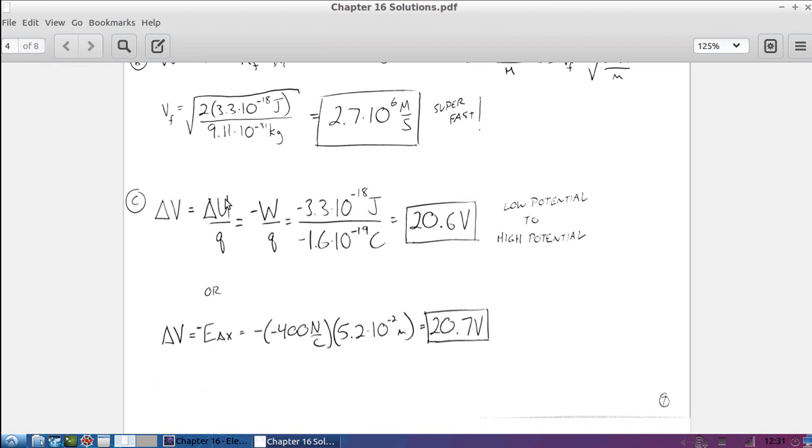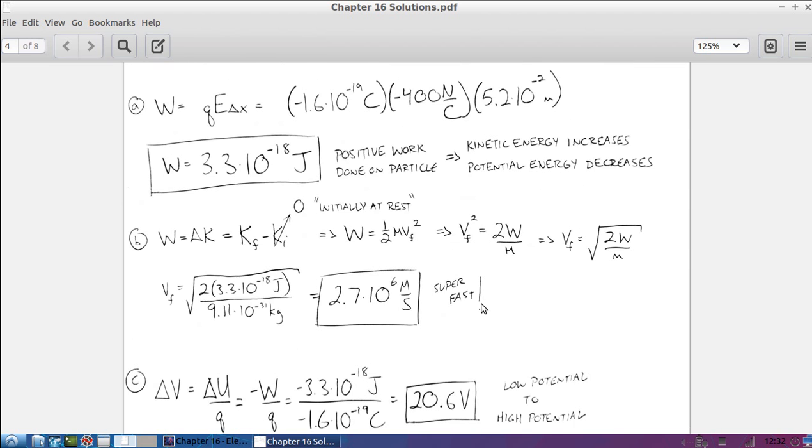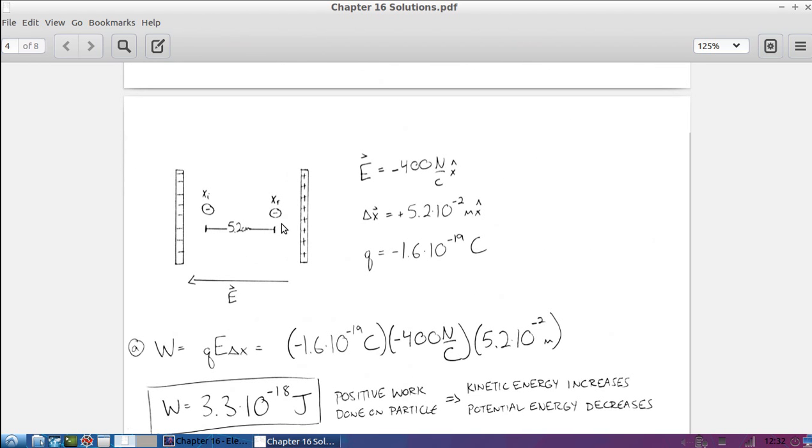Right? So using both of these expressions, I get a positive change in potential, meaning the particle is moving from a low potential position to a high potential position. Okay. Again, even though the potential energy of the particle is decreasing, it's moving from a low potential to a high potential. So for practice, do this.